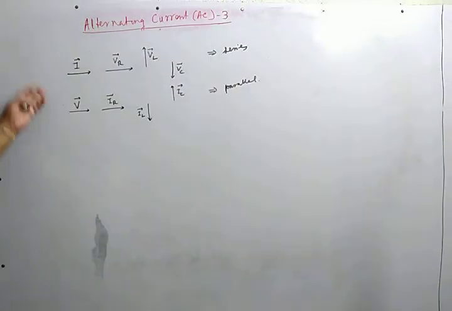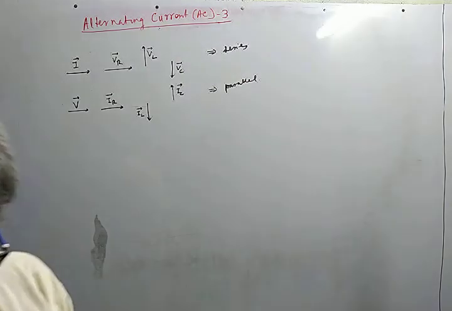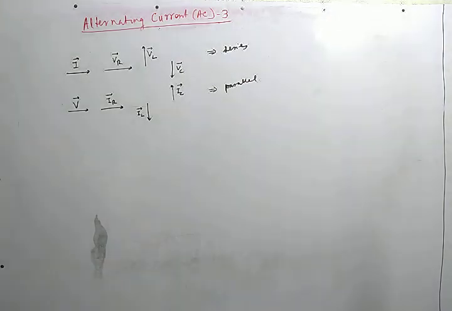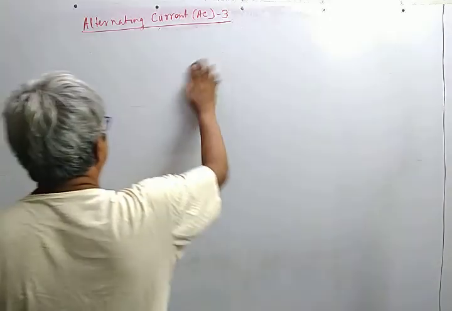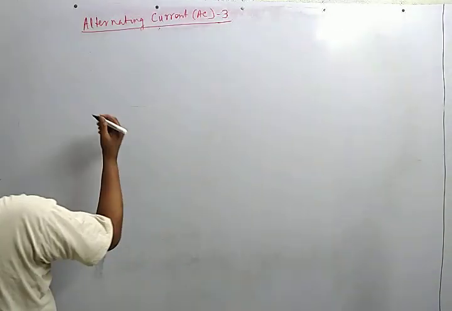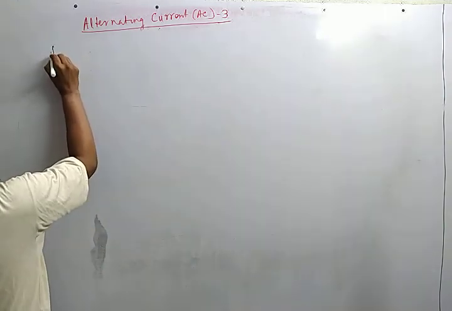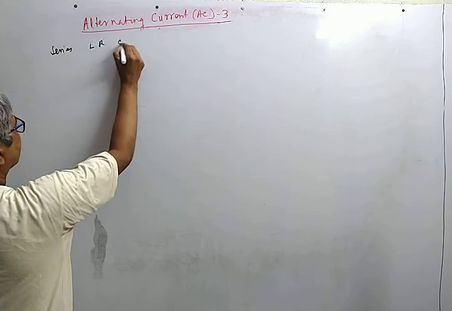We shall apply this theory. This is the summary of what we have done in the last two classes, and today we shall apply this to simple AC circuits. In this class, we shall consider the LR circuits. That is a circuit comprising of an inductor and a resistor. First, we consider the series LR circuit.